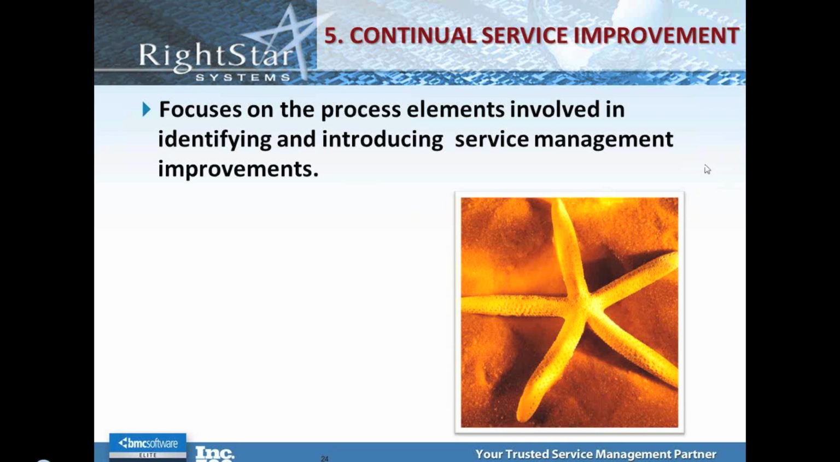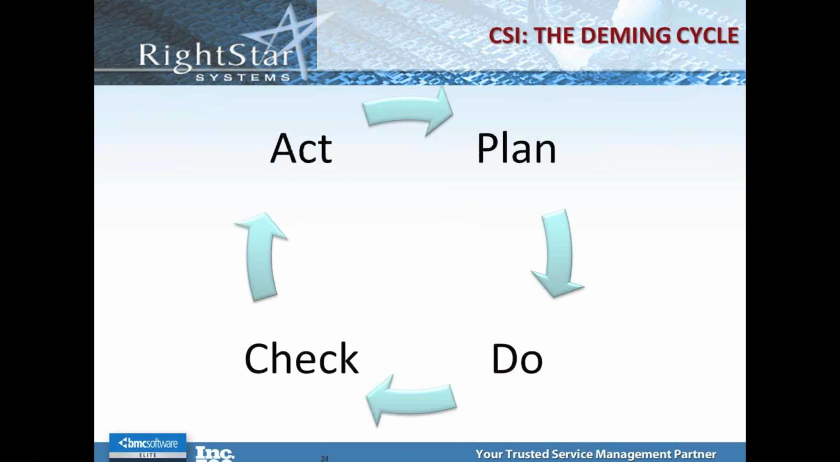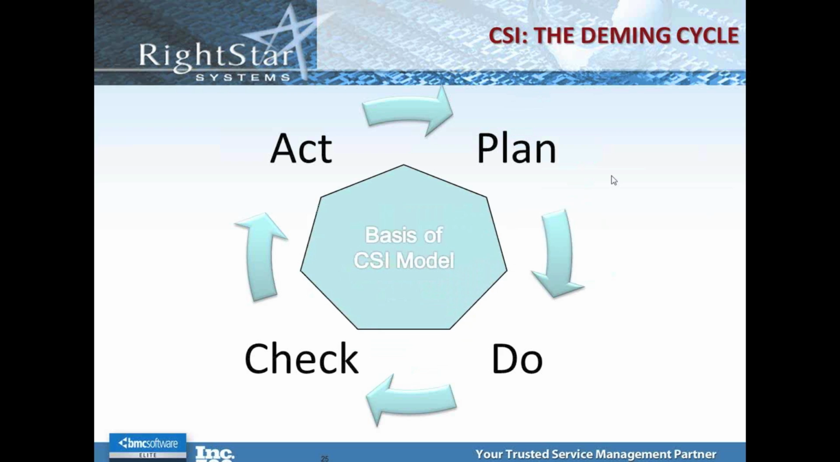We've gotten to here the fifth phase of the service life cycle, which is continual service improvement. So I mentioned earlier the Deming Cycle, plan, do, check, act. This Deming cycle is the focus of the CSI model within the continual service improvement phase of the life cycle.